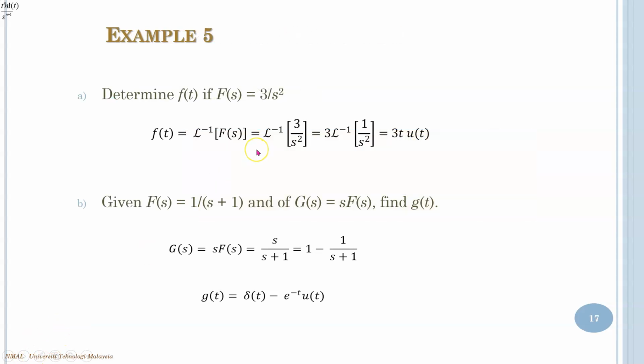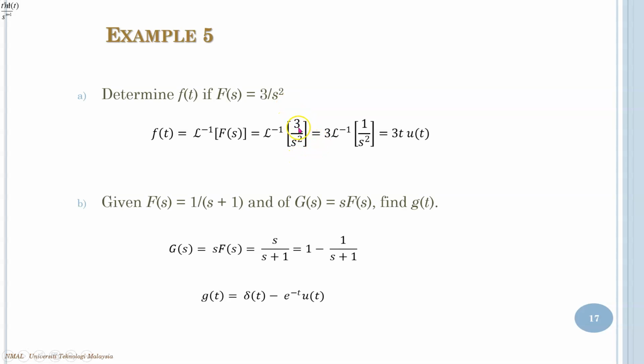However, like I said before, what we can use is the table, the list of Laplace transform pairs, and we match from there, just like when we did it before in Fourier transform. So for example, determine f(t) if F(s) is given as 3 over s squared. We write it in terms of the inverse Laplace transform symbol, L minus 1 of F(s). So put the value of F(s), which is 3 over s squared.